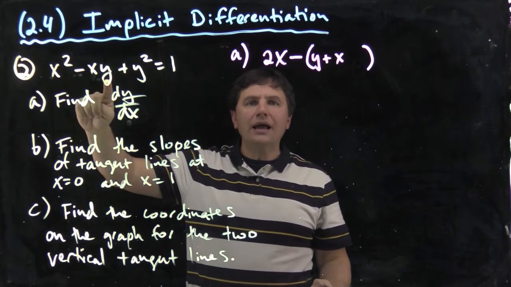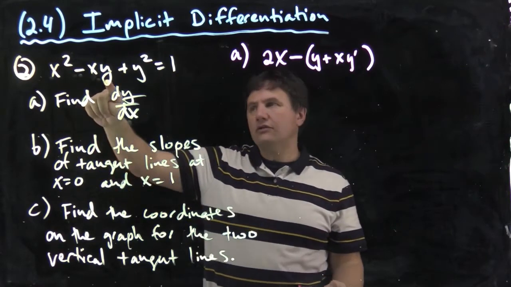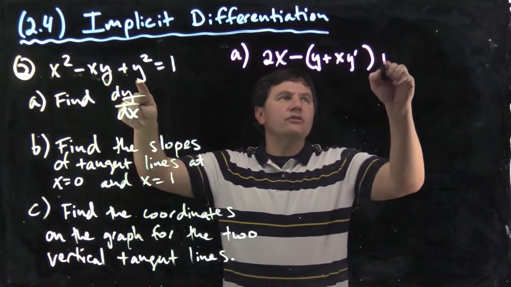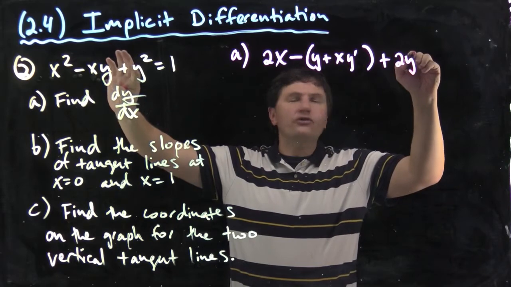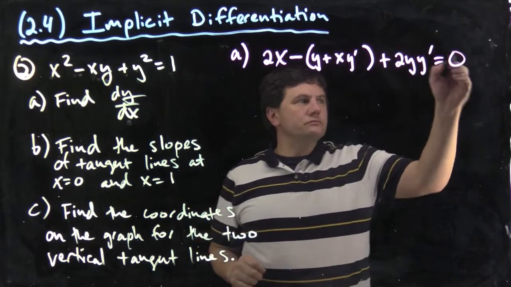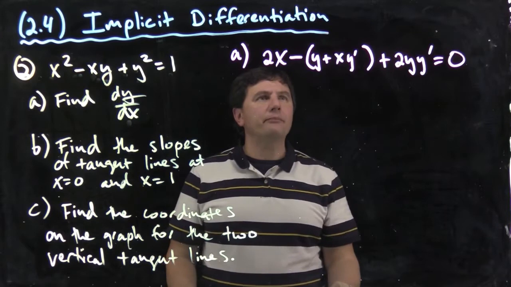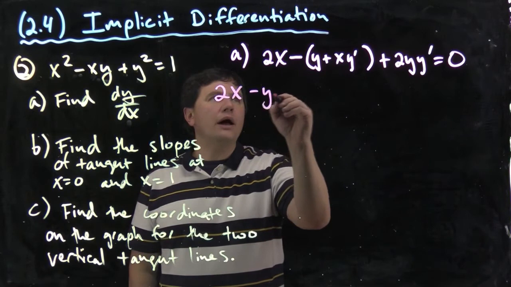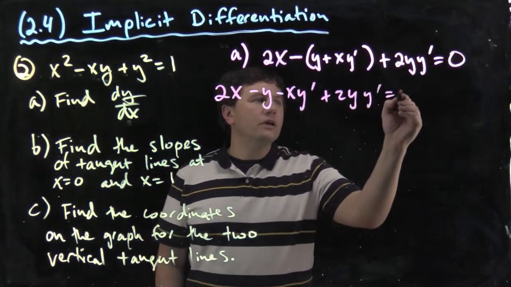Now, what's the derivative of y? Well, it's 1, but then because of chain rule, y prime. We'll just call it y prime here to save ourselves the trouble of writing dy over dx. It means the same thing. And then here, when we take the derivative of this, just like it's x, 2 comes down, y to the first, and then because of chain rule, we get y prime. Derivative of 1 is 0. Okay? So now I want to solve for y prime. I've got a little bit of simplification to do. So 2x minus y minus x y prime plus 2y y prime equals 0.